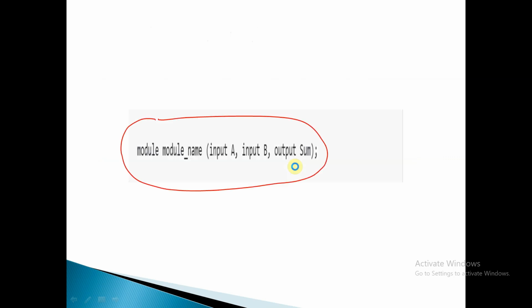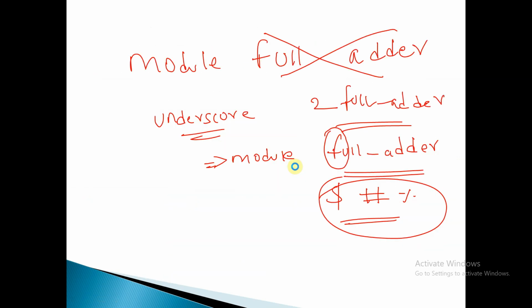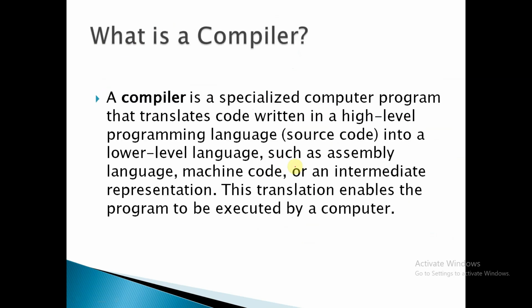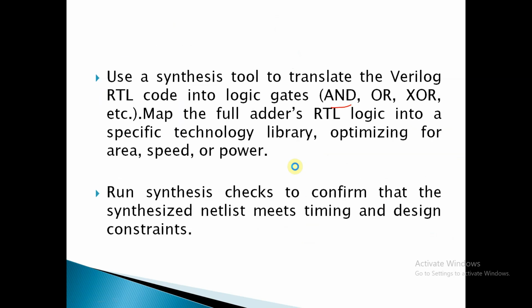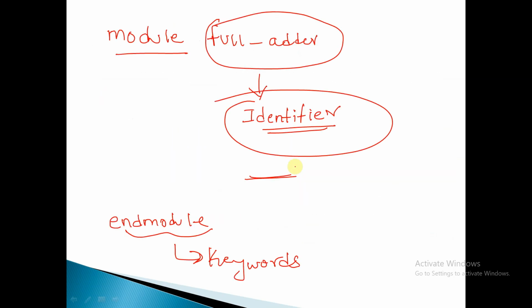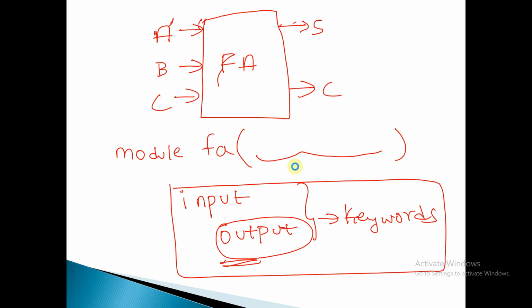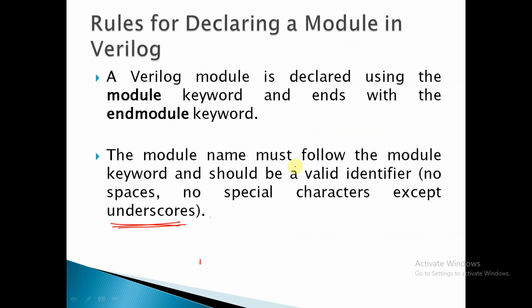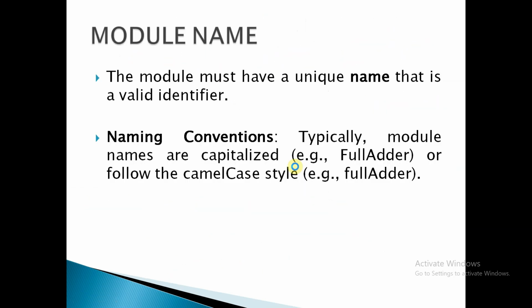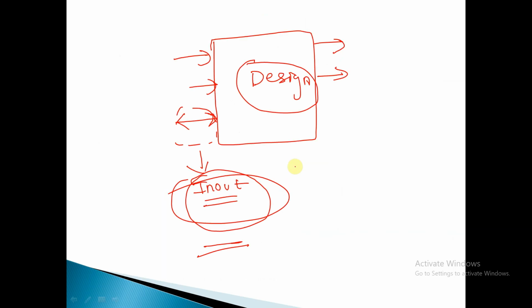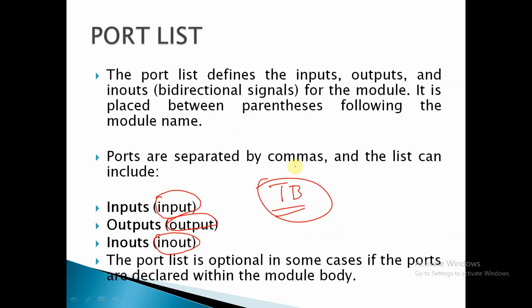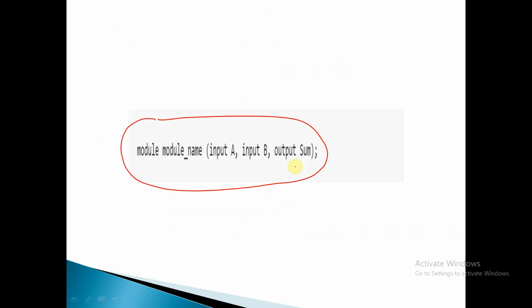Okay, so in this particular session, we have started with the introduction to Verilog, and we have also seen the VLSI design flow, and we have started with the modules, and we have seen the keywords. If we have a particular design, we saw how to give the inputs, outputs, and inouts for it. And we have also seen the rules for declaring a module, and the port list, how to give the port list. Okay, so that is what we have seen in this particular session.